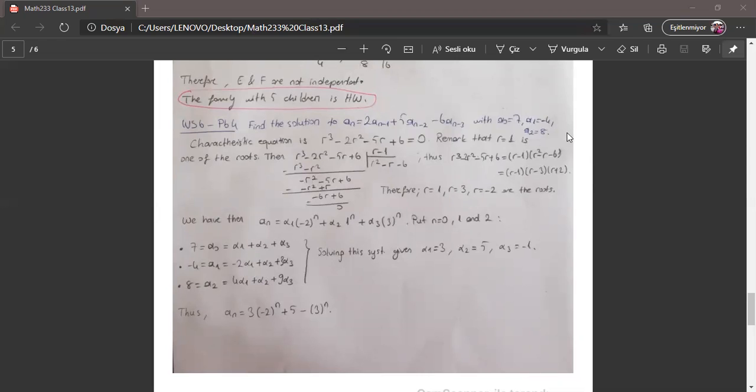Now, using these initial values, we will find alpha 1, alpha 2, and alpha 3. So first we put n equals 0, we get this. Okay, when n equals 0, we have this equality. When n equals 1, we have this, and for 2, we have this. You know how to solve this equation system. Okay, you need to know. So we get these multiples. Thus, now we plug them into this equality. And we have this.